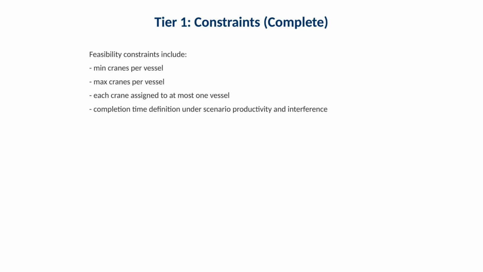The feasibility rule set has 4 pillars. First, each vessel must receive at least its minimum number of cranes and at most its maximum. Second, each crane can be assigned to at most one vessel. Third, completion time must be computed from workload divided by effective productivity under each scenario, including interference effects. The constraints together ensure that the solution is operationally executable, not a theoretical allocation.